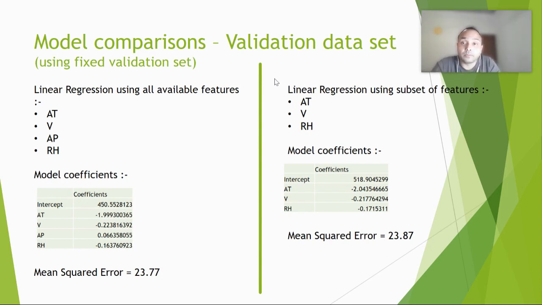These model comparisons have been done using the same validation set, as I'm using a fixed validation set approach. So essentially, it shows that the model on the left with all four features is the right model to go forward with. I'm going to be doing linear regression using this particular model.